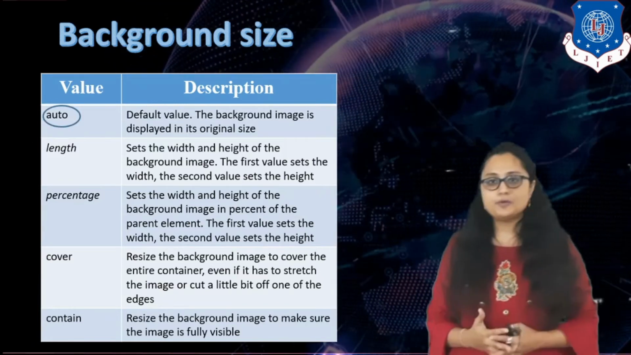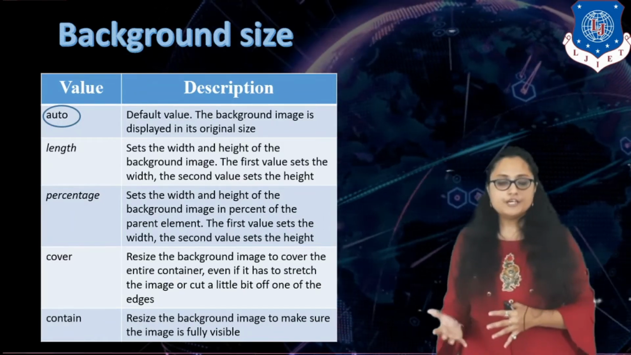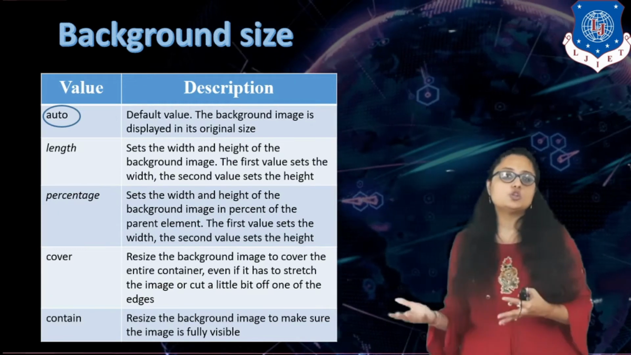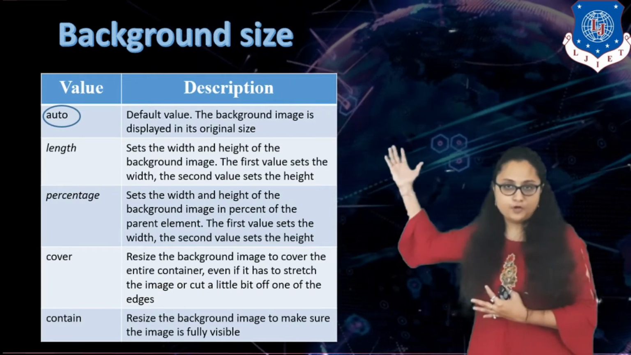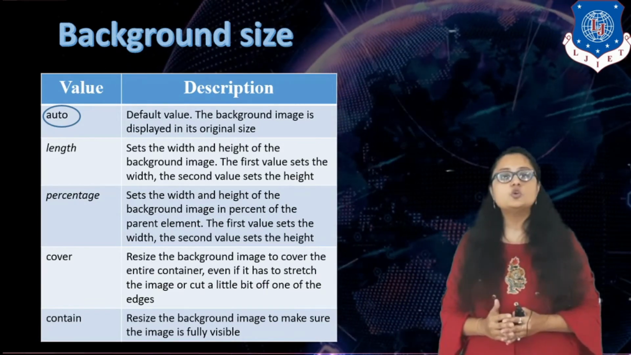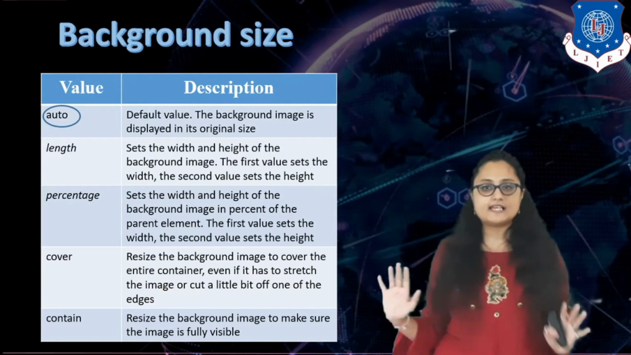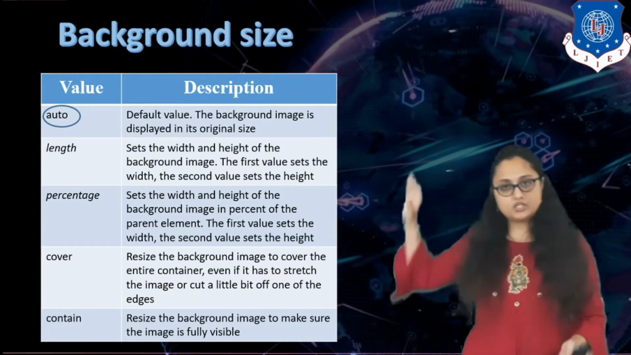So the first value we have already studied is auto. Even if you are not specifying auto, it will by default take this auto property. So this is a default value, and in this default value the background image will be displayed in its original size. Whatever size of the image is, it will take that, right?